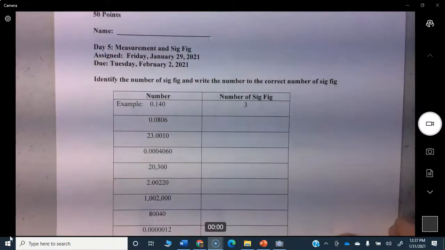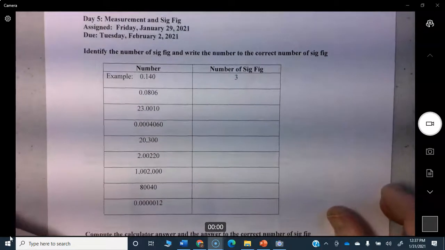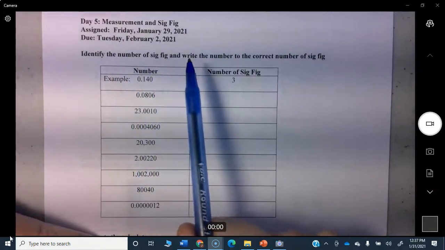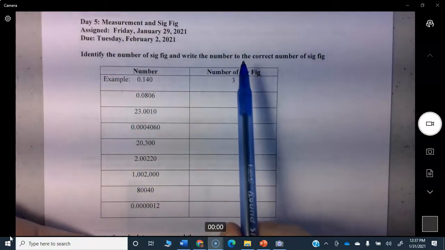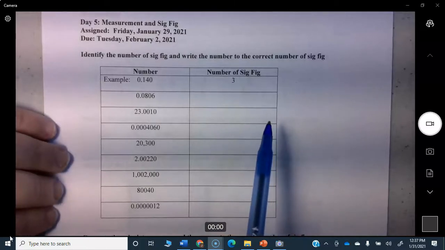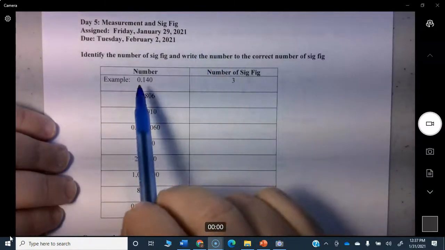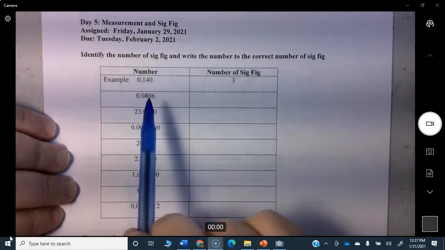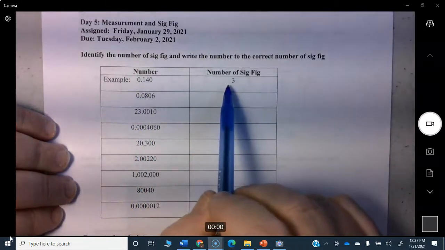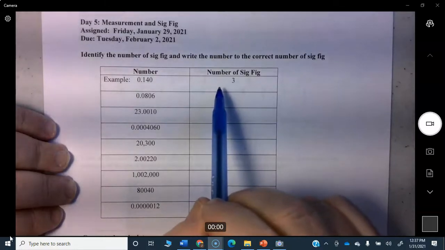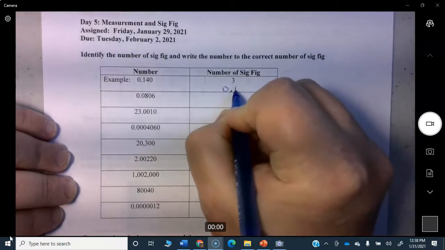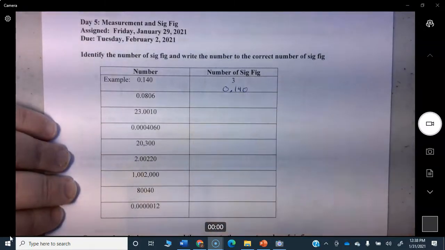So I'm going to go ahead and walk you through this assignment and do some of the problems, and some I'll leave for you. Okay, so the first set of problems is identify the number of significant figures. Write the number to the correct number of significant figures. For example, this number has a decimal point and 1, 2, 3 significant figures. The leading zero is not significant, so the answer is 3. So the answer to this is going to have 3 significant figures, and it would actually be 0.140. That would be the correct number of significant figures and the actual number.